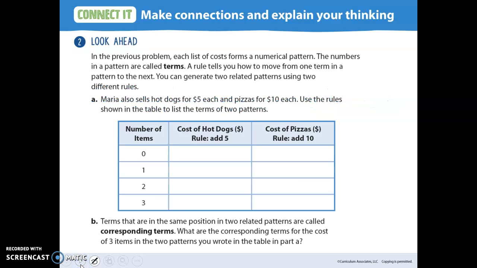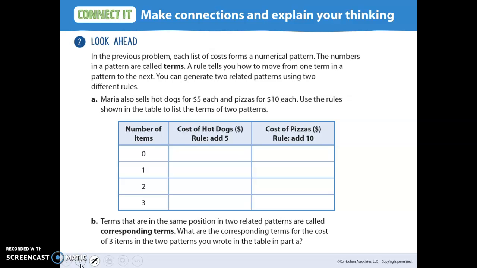So number 2 says to look ahead, and again, it's talking about that vocabulary word term. The numbers in a pattern are called terms. A rule tells you how to move from one term in a pattern to the next. So the rule would be add 2 or add 3 or those kind of things. All right, so let's look at A.